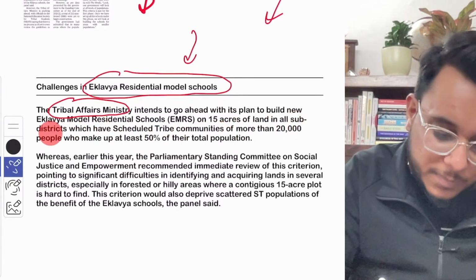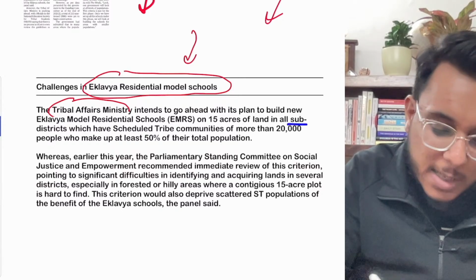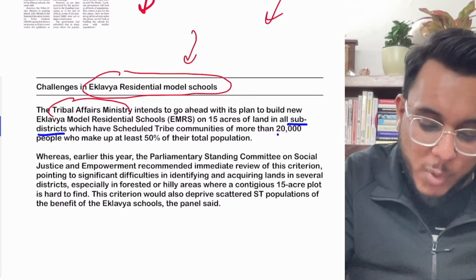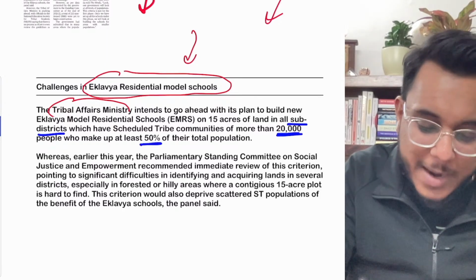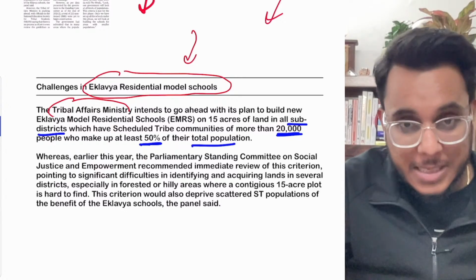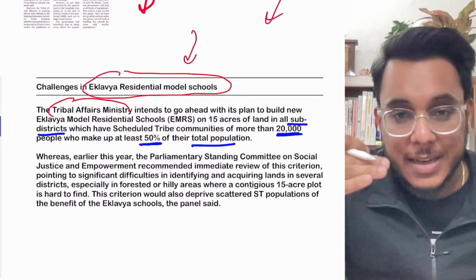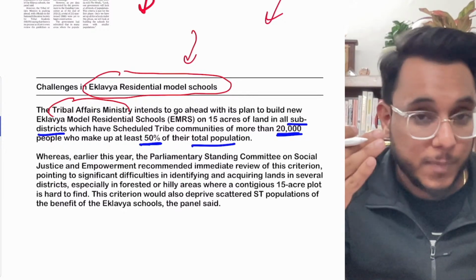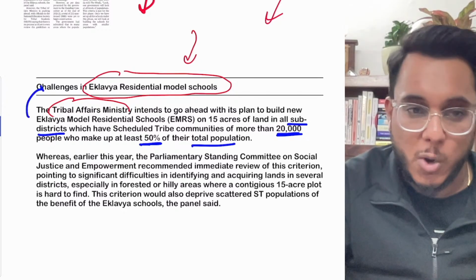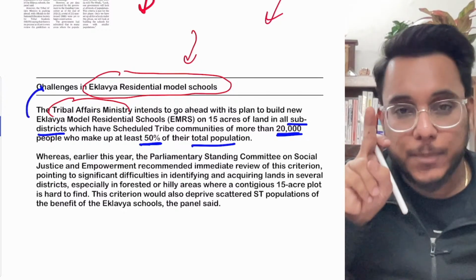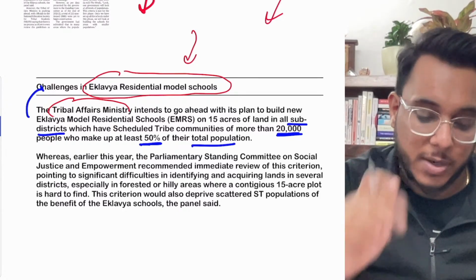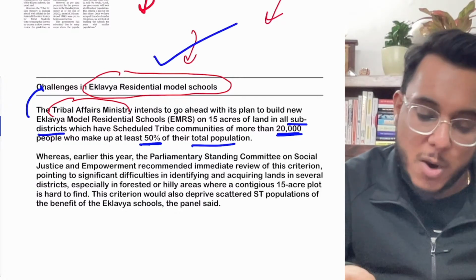They will be built at the level of sub-districts, wherever there is a population of ST community of more than 20,000, or where they make up more than 50% of the total population. So where the population of STs is more than 20,000, and where they also make up 50% or more of the total population, there these Eklavya residential model schools will be opened up. Again I'm repeating: 20,000 population and at least 50% population need to be tribal population. There these schools will be opened up.